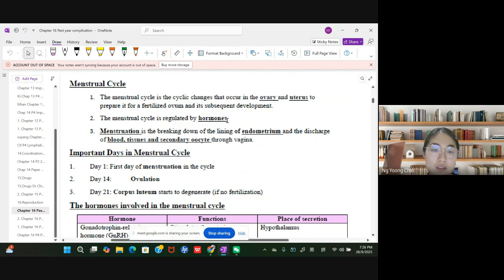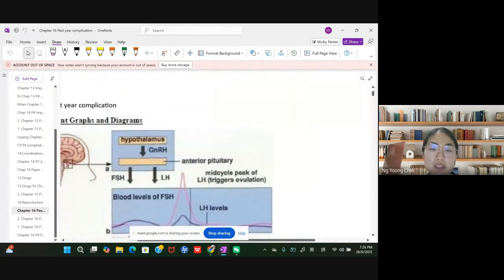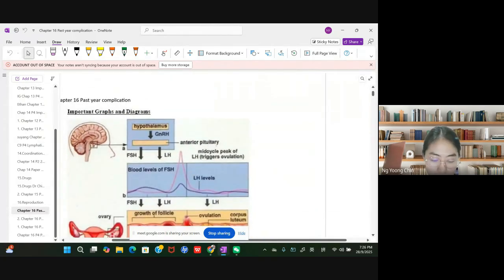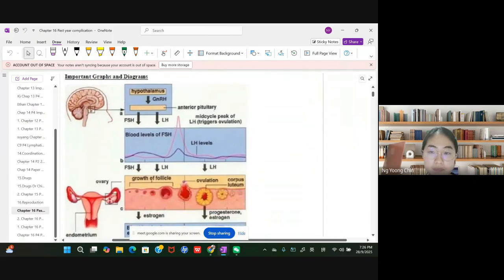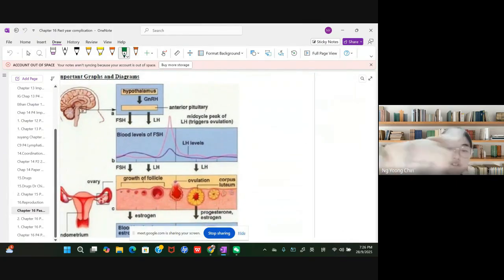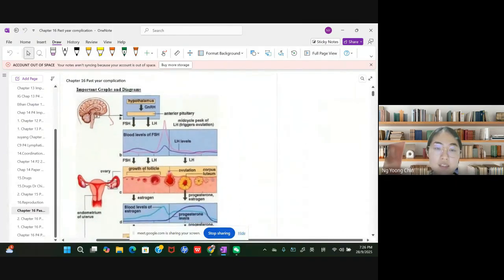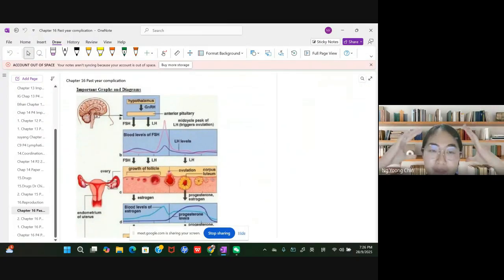Yeah. And then let's start first. The menstrual cycle initially is like this. You can follow me to draw it down. First, it starts from your brain, the brain of the female. The female brain has a hypothalamus. So this hypothalamus will secrete hormones.